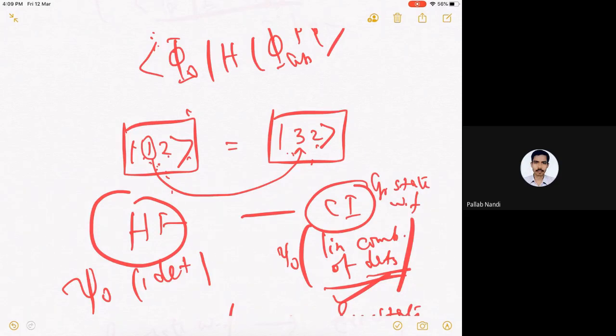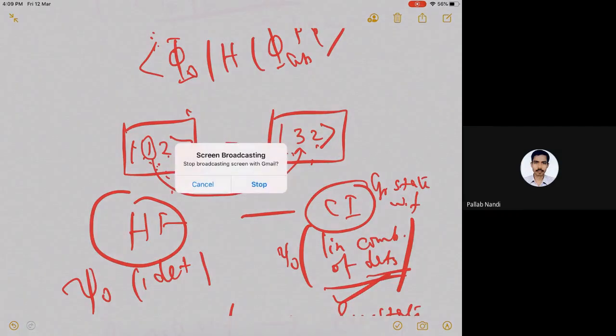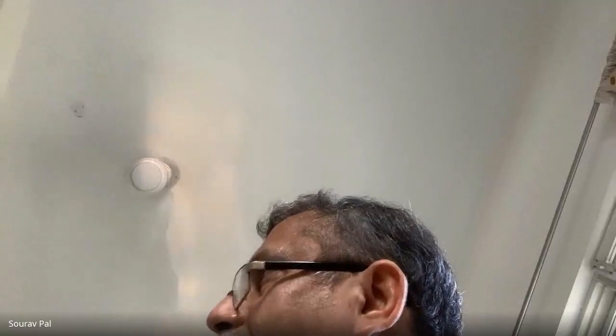It's already late. I will stop today. Our next class will be on Monday. On Monday I'll take both the classes because we want to move CI forward now. And after that, maybe I will still require one more class. I will see how to close CI before we can start on perturbation theory.